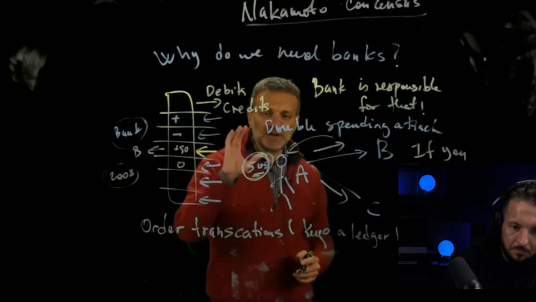The key observation of Satoshi was that if you make all transactions public, you don't need a bank. You don't need a centralized authority that orders transactions, because transactions will be automatically ordered because everybody sees them, and then if there is an argument, the majority will decide.